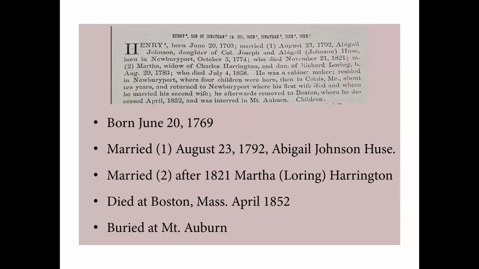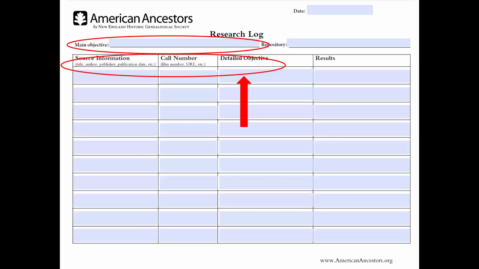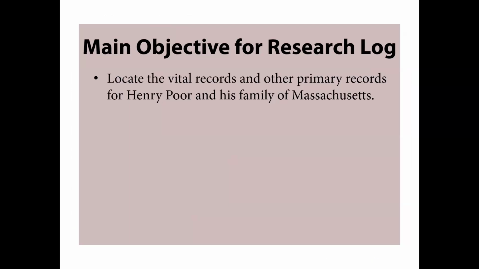I have these facts. Now I apply them to a research log itself. Remember, put in your main objectives, the source information, the call number, and your detailed objectives. And once I filled in the information that I was just speaking about, I can have a log that looks like this. The main objective for research logs is to locate the vital record and other primary records for Henry Poor and his family of Massachusetts. That is my main objective.